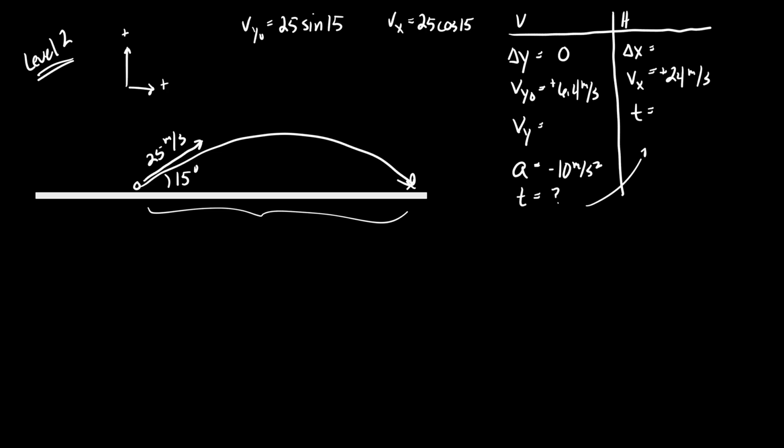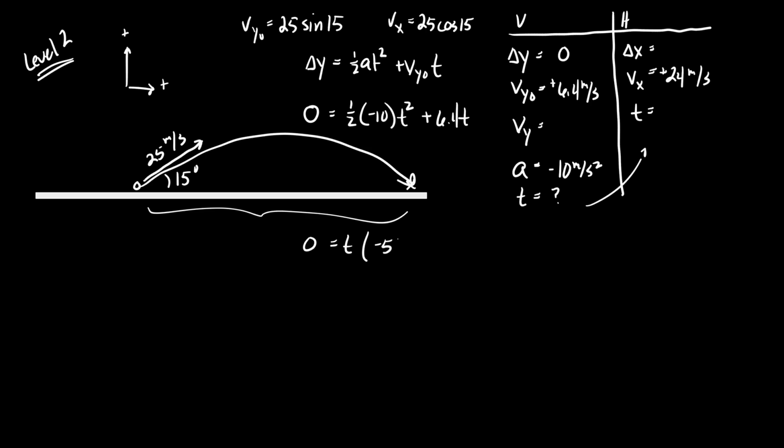I'm going to use a motion equation to figure out time. Probably the same one. So I'm going to use delta y equals 1/2 at squared plus vy naught times t. That's going to be 0 equals 1/2 times negative 10 t squared plus 6.4 times t. Now, technically, to do this correctly, I need to factor out a t.